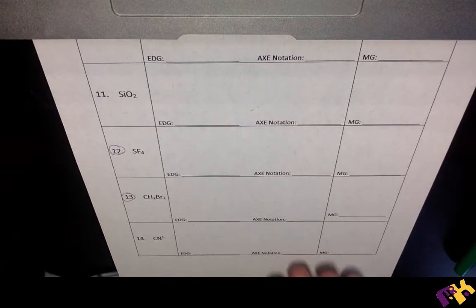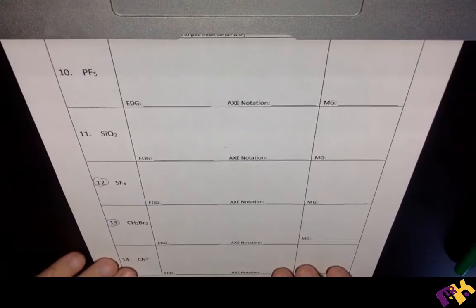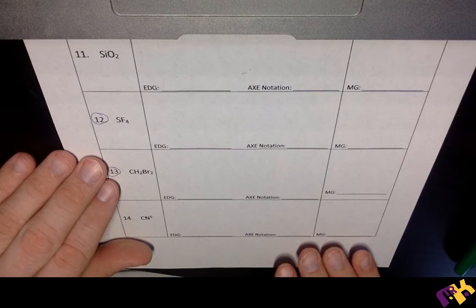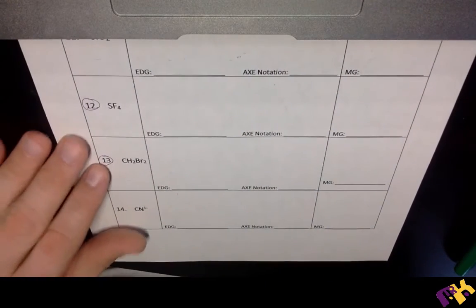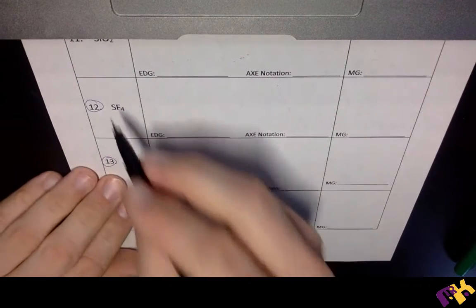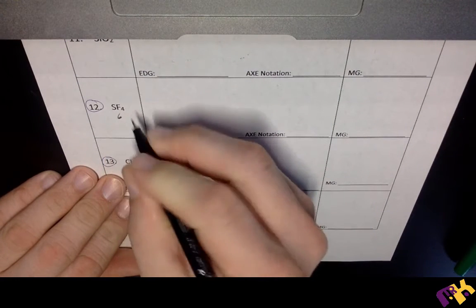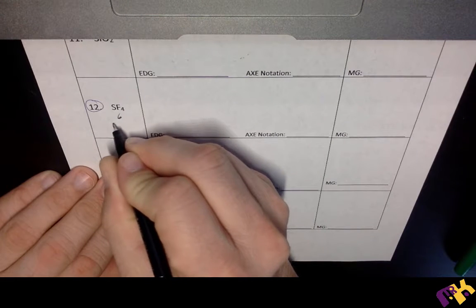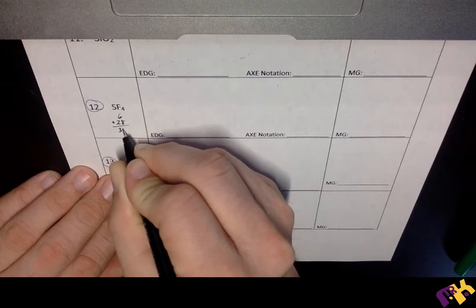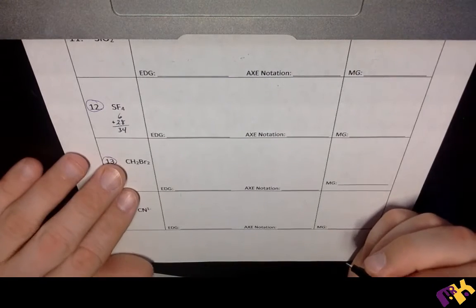All right, let's keep moving. Let's hop to number 12 and number 13. I believe these are the last 2 that I have on the agenda to do today. Yep. All right, so first things first, total electron count. We will get 6 from the sulfur, plus 28 total from the fluorines. That's going to be 34 valence electrons.